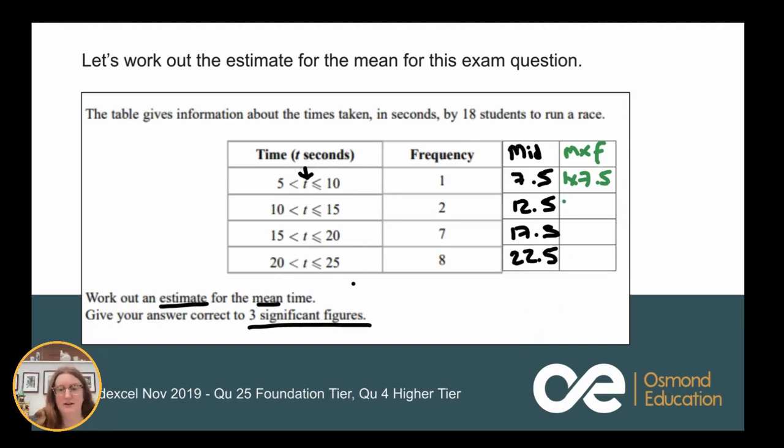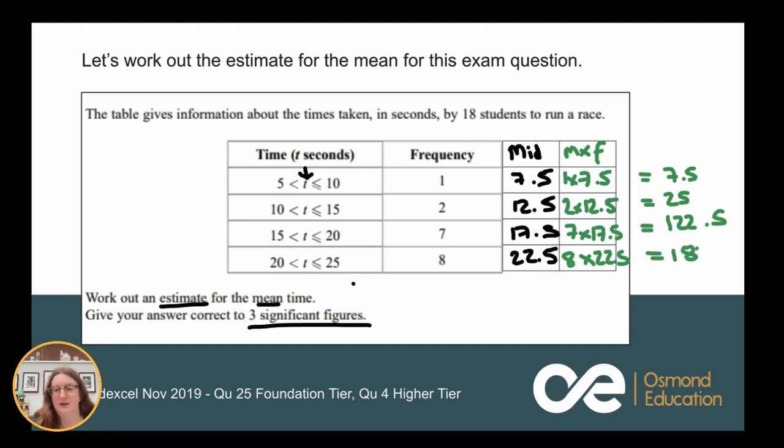This one here then is going to be 2 times 12.5. We have got 7 times 17.5 and 8 times 22.5. Now I'm going to work out each of those numbers. This one here is 7.5. I have got 25 for the second row, I have 122.5 for the third row and 180 for this row.